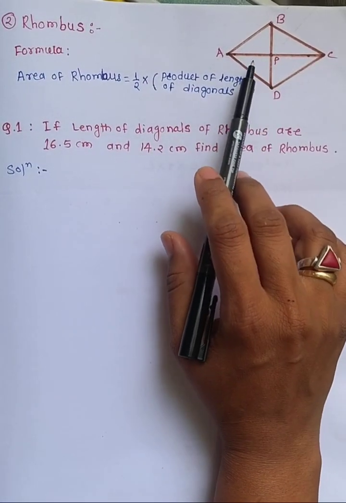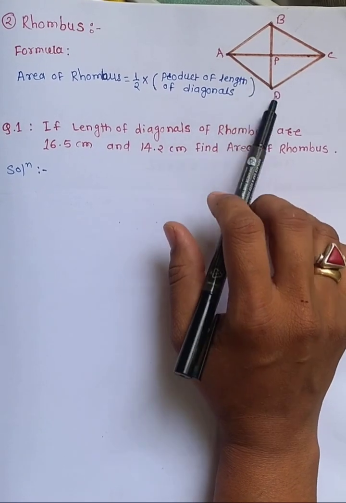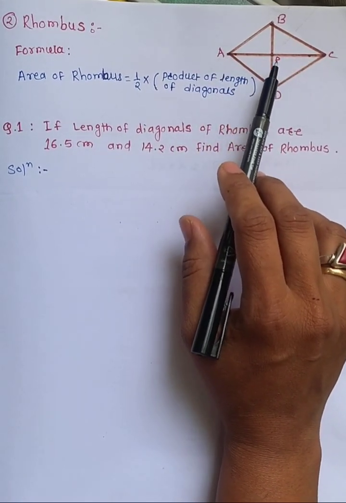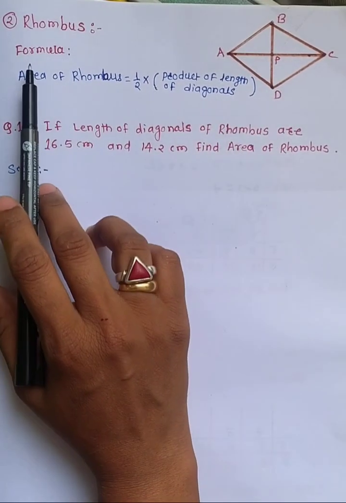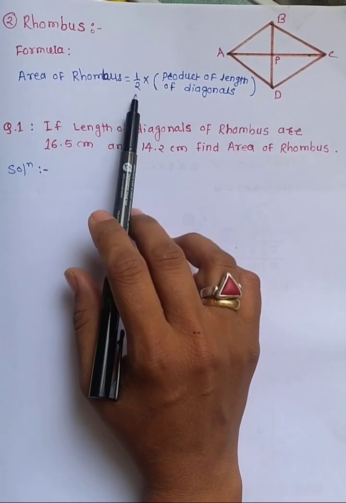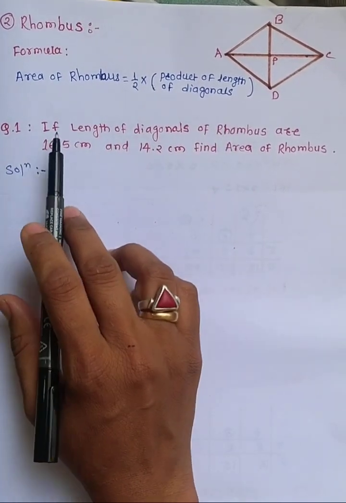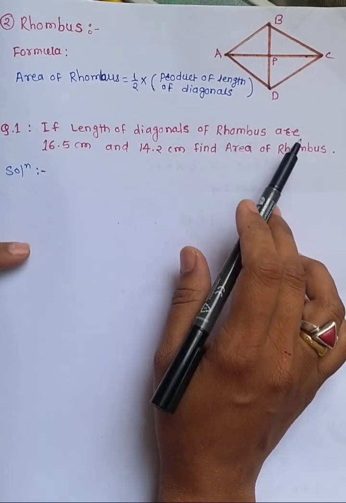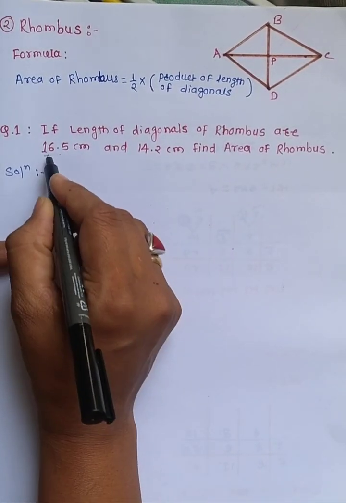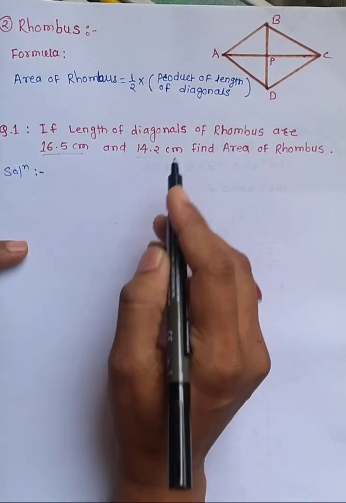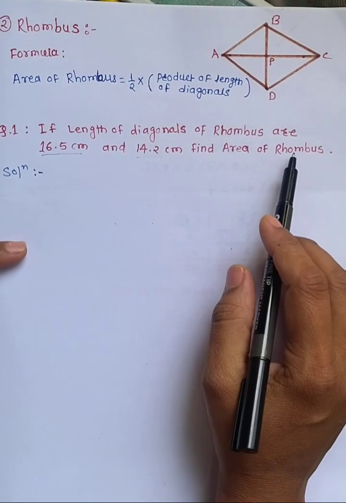Number 2, rhombus. That is the shape of the rhombus. ABCD and BD and AC are the diagonal of the rhombus that are perpendicular to each other. That is the formula for area of rhombus: half into product of length of the diagonal. Okay, I will take first example. If length of the diagonal of the rhombus are 16.5 centimeter and 14.2 centimeter, find area of the rhombus.